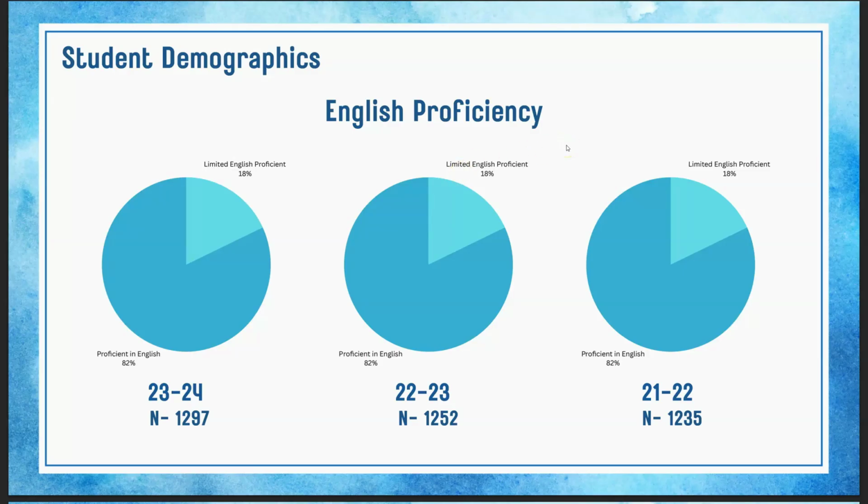Student demographics, English proficiency. We have a consistent 18% of our student populace has a limited proficiency in English, which, as we have a steady increase in student populace, that means that there is also a steady increase in limited English proficiency.